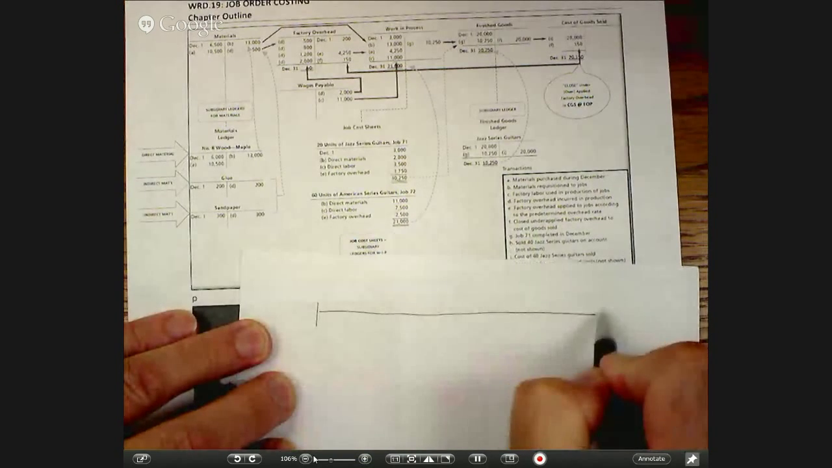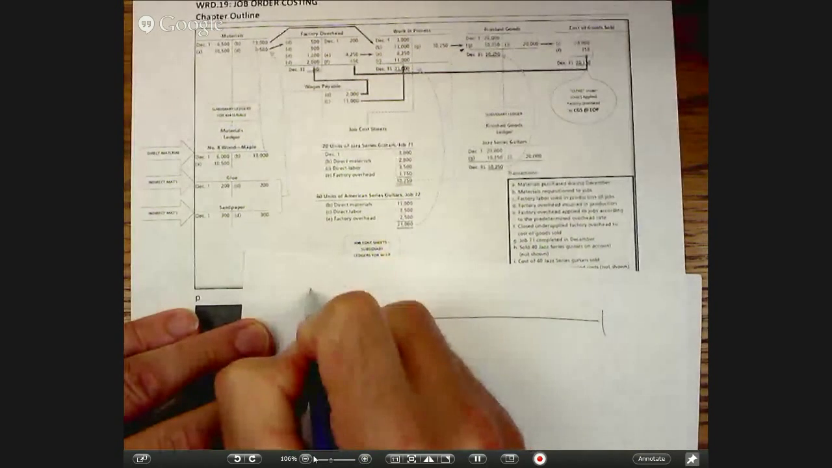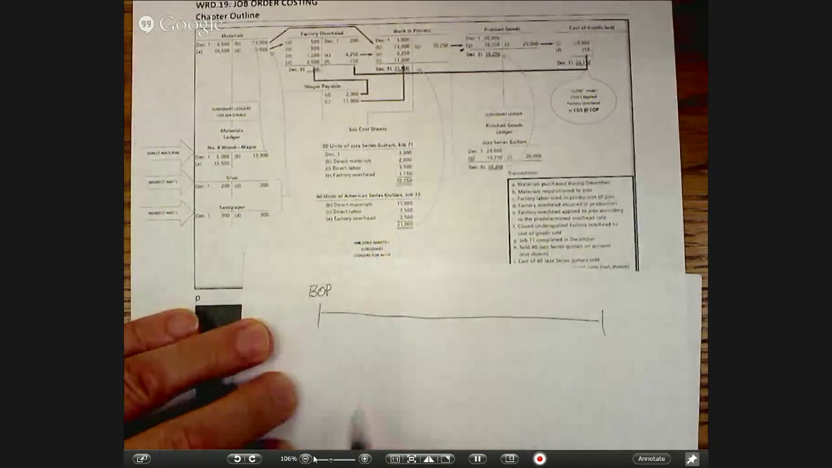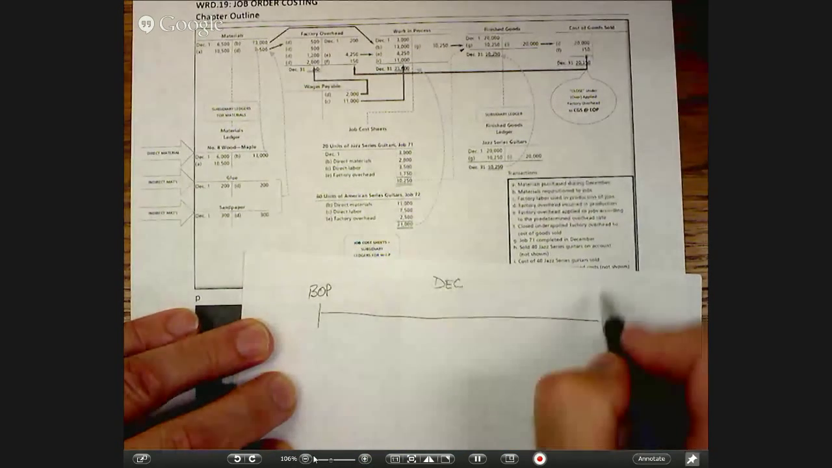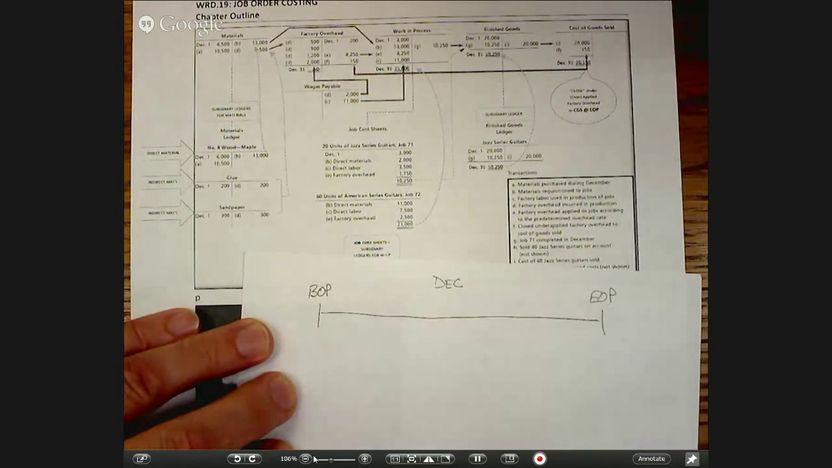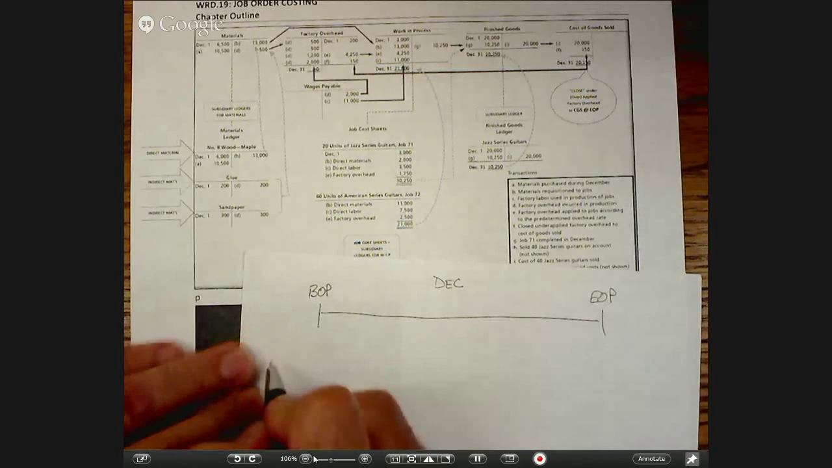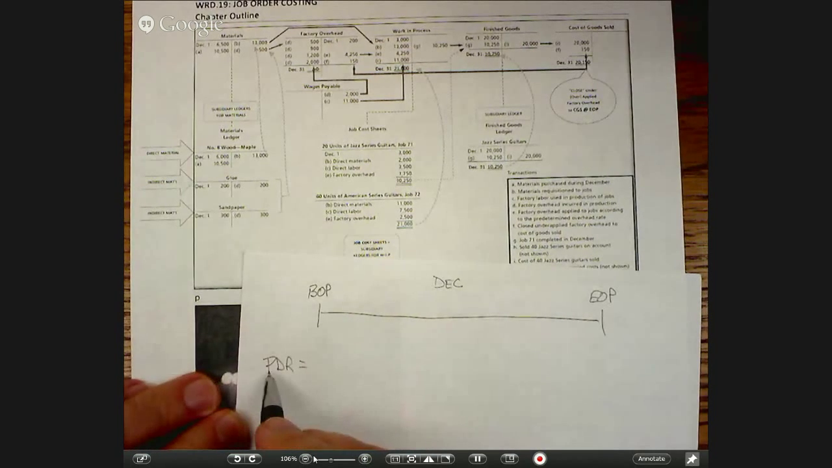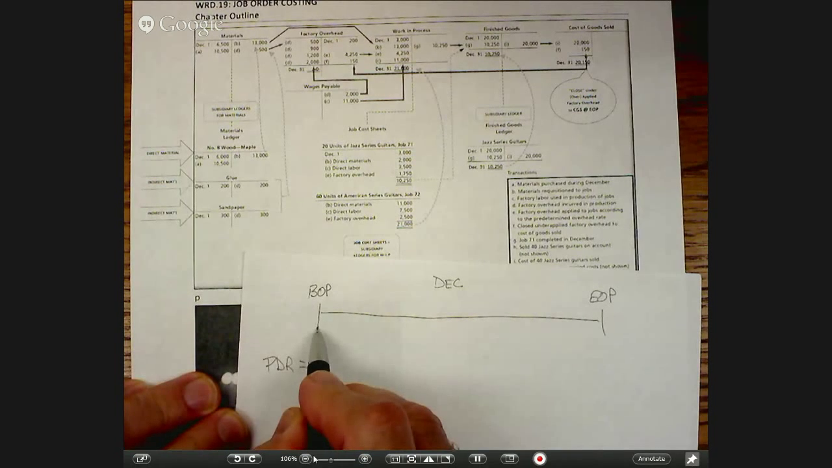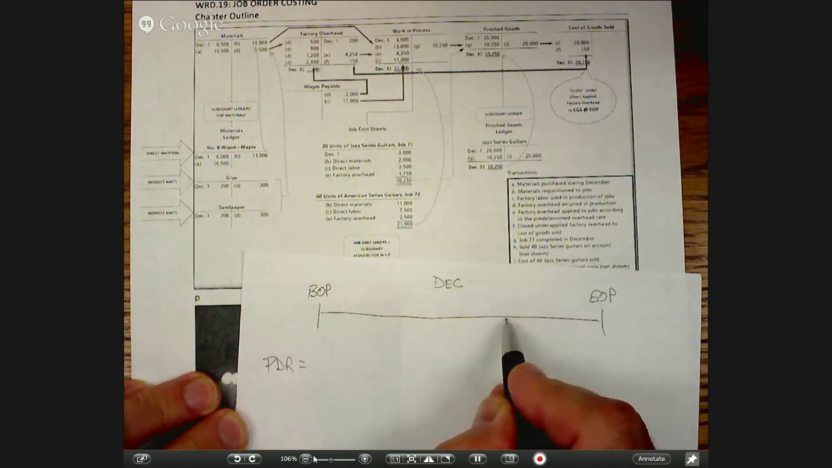If we draw a timeline that would represent the beginning of the period, and for this particular example, it's for the month of December, and the end point would represent the end of the period, something called a PDR, which would be a predetermined overhead rate, would be established at the beginning of the period so that during the period, overhead could be allocated to the appropriate jobs.